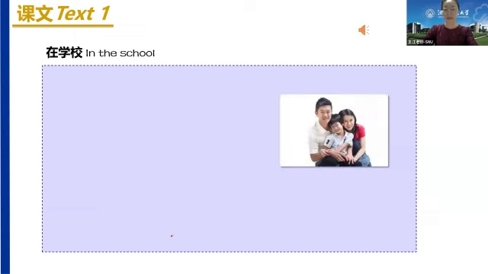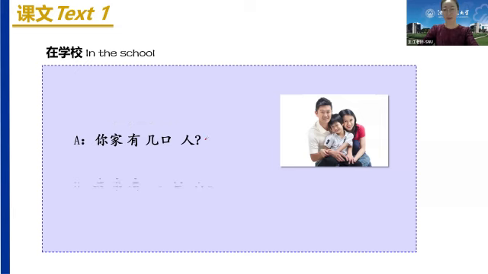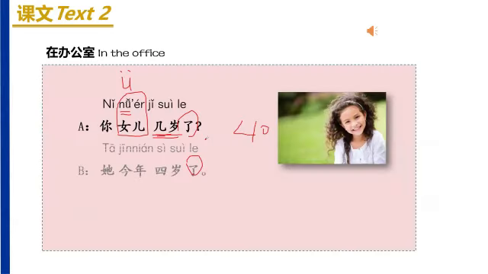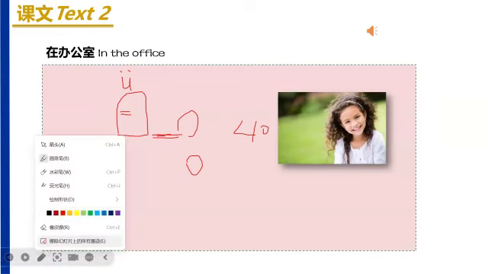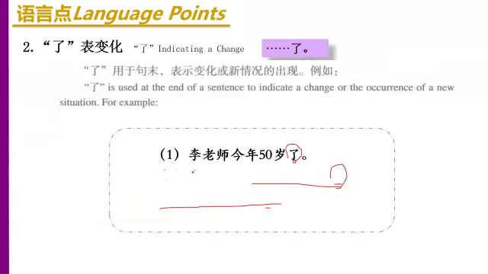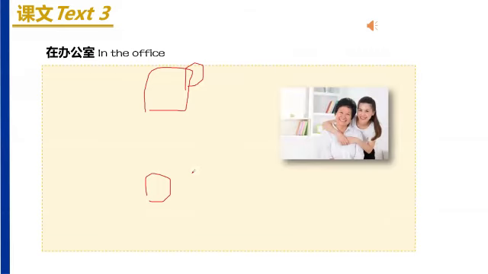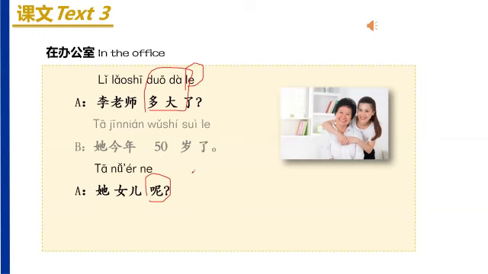Savara Javid. Yes, ma'am. Okay, let's make the dialogue. 你家有几口人？我家有3口人。很好。你女儿几岁了？她今年4岁了。李老师多大了？她今年50岁了。他女儿呢？她女儿今年20岁了。非常好，very good.